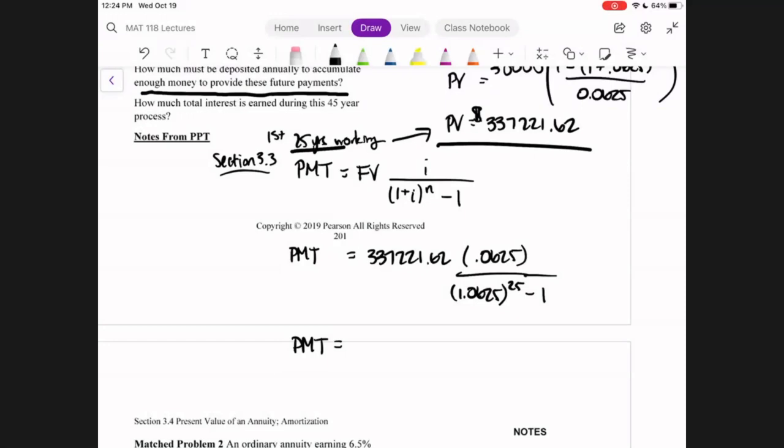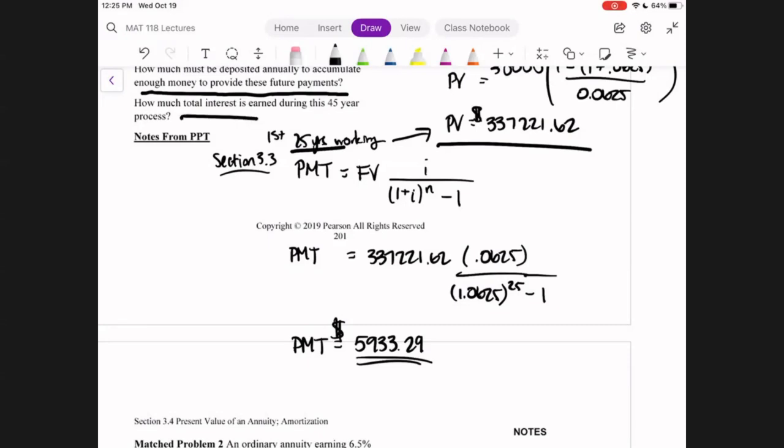Right? And then so I arrive at about that: every year, not every month, I need to deposit around $5,933.29. And if you want to compute the total interest, right?